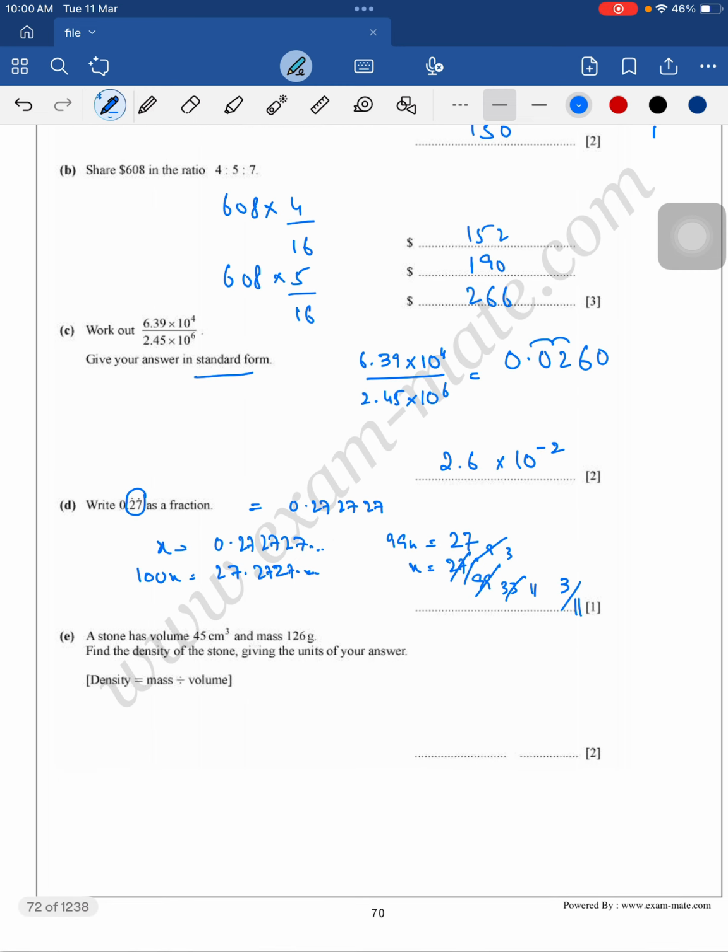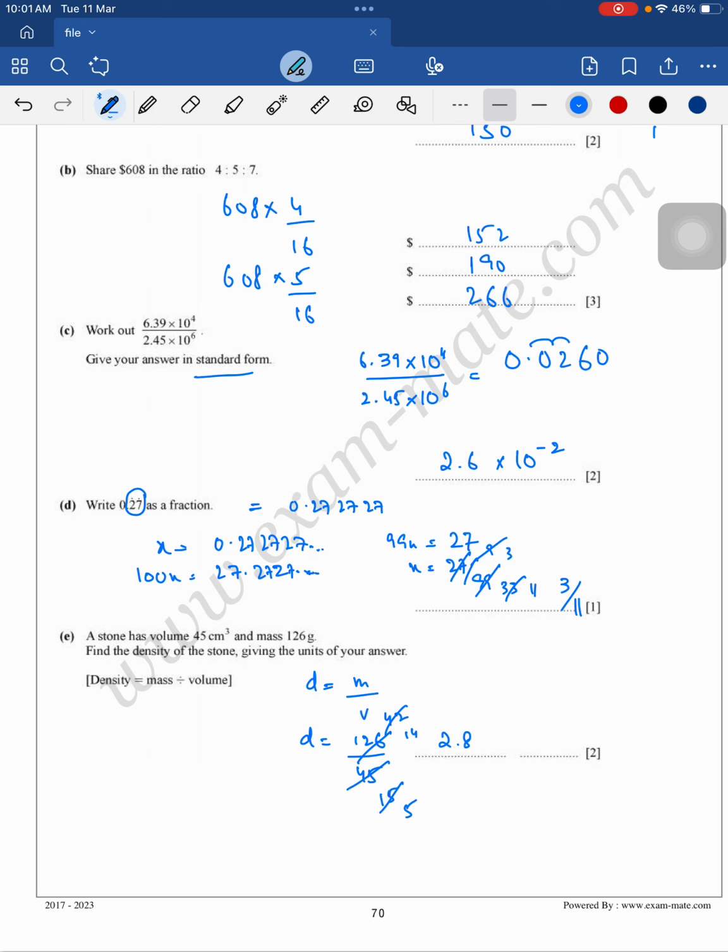A stone has a volume of 45 centimeter cube and mass 126 grams. Find the density of the stone, giving the units of your answer. Volume is 45 and mass is 126. So mass is 126 grams, volume is 45. Find the density. So yes, they are multiples of 3. 3 42s are 126, 3 15s are 45. 42 upon 15. Again dividing by 3, 3 14s are 42, 3 5s are 15. 14 upon 5. And if we keep this answer in decimals, it will be 14 divided by 5, which is 2.8.